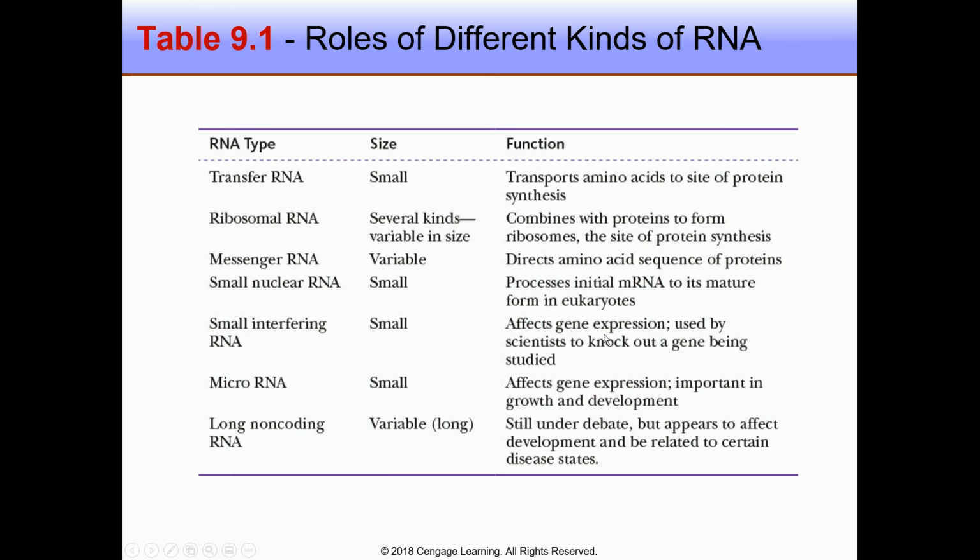Small interfering RNA and microRNAs are involved in some kind of gene expression, and these small interfering RNAs are used a lot by scientists these days in the labs to knock out some of the genes.